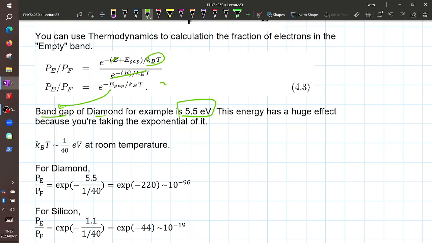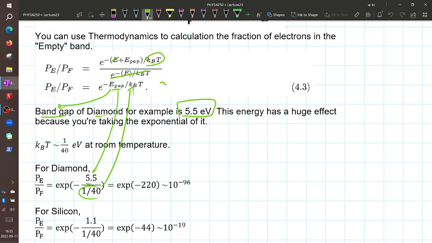If you calculate this probability, you put 5.5 eV in here, then 1/40th, and the denominator down here is e to the negative 220. If you convert that to base 10, it is 10 to the minus 96. So the chance of a random electron inside a diamond, a carbon crystal, to jump from its full band into the empty band, the next energy level, is 1 in 10 to the 96. You're going to have a better time buying the lottery.